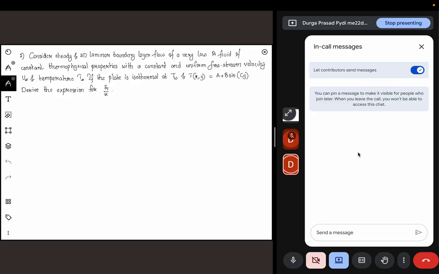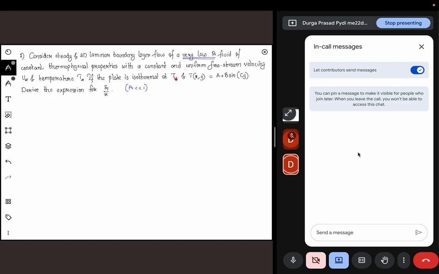This is again some standard problems that you have. So consider a steady 2D laminar boundary layer flow of a very low Prandtl number fluid. This is the most important one that I like to highlight here. So when I say very low, it's basically Prandtl number is very much less than 1, of constant thermophysical properties with a constant and uniform free stream velocity U infinity and temperature T infinity.